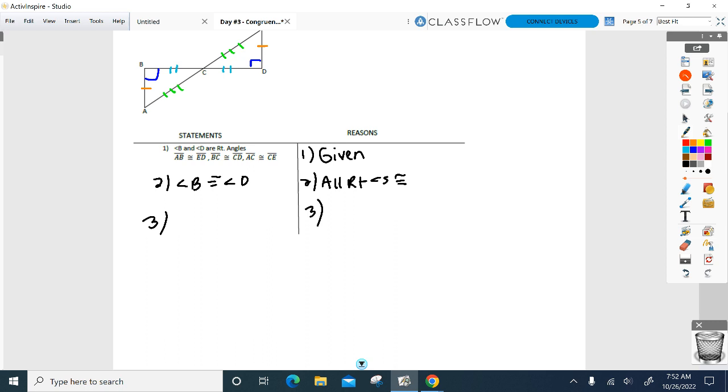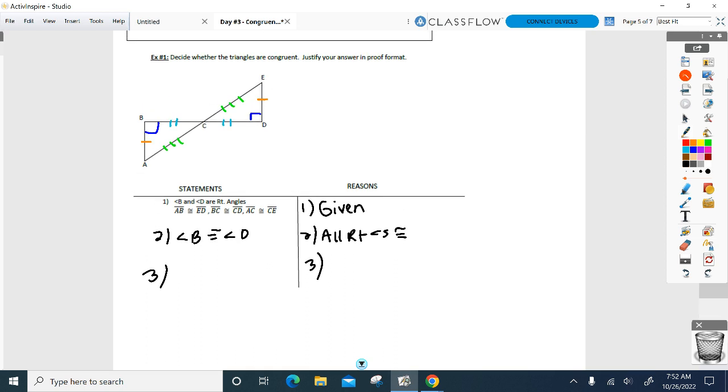Anybody see any other pairs of angles in those two triangles that have to be congruent? Go ahead, Charlie. Okay, all right, never mind. We're good. Rachel, don't tell me why, just tell me the angles. ECA and ECD. These two are congruent. We'll talk in a second why, but let's write it down. Angle BCA congruent to angle ECD. Correct.